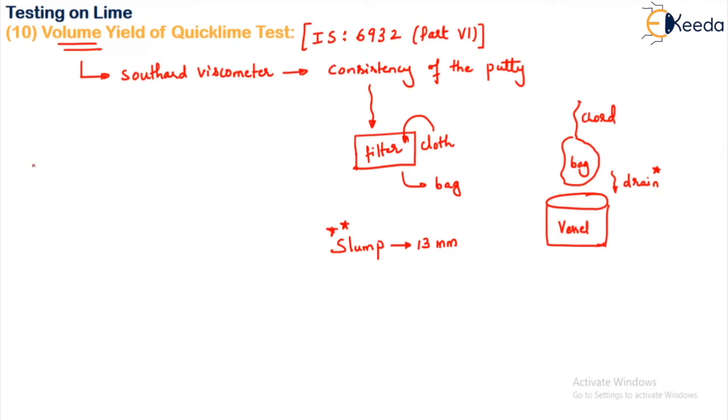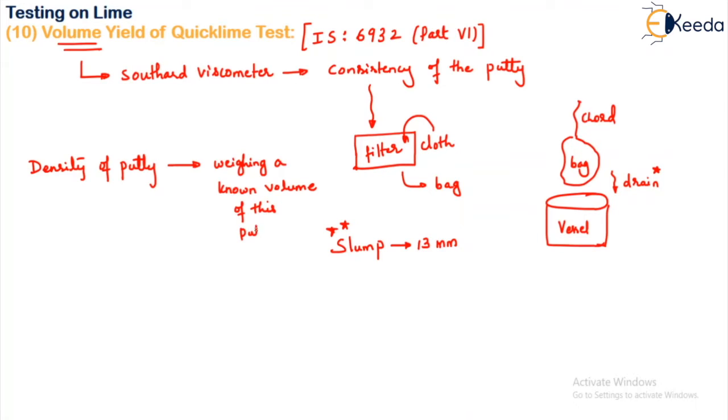Then we will calculate the density of the putty. So generally we will calculate the density of putty by determining what? The weight of the known volume of the putty, by weighing a known volume of this putty, and this way we do it in the density vessel.